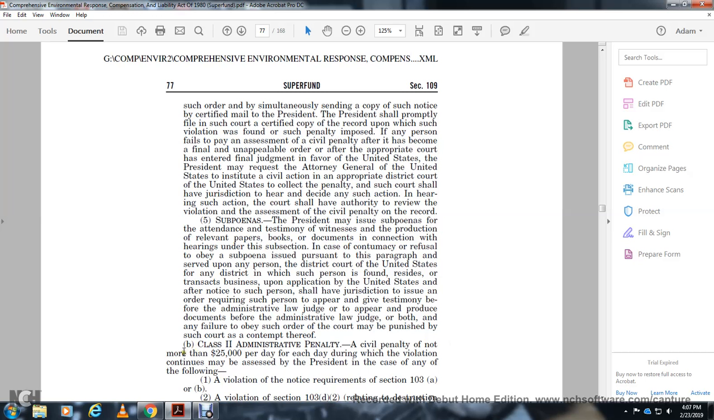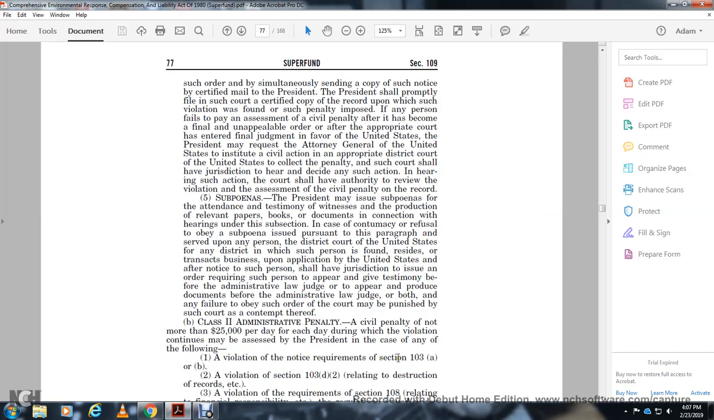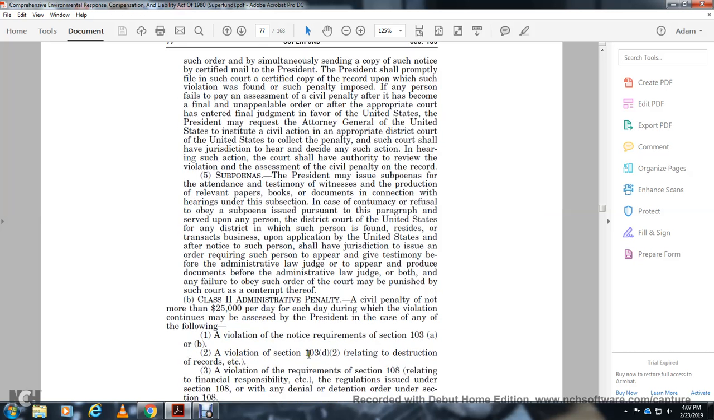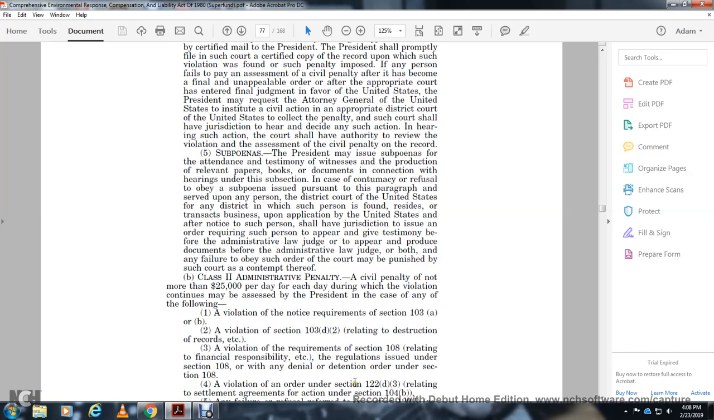A civil penalty of not more than $25,000 per day for each day during which the violation continues may be assessed by the President for the following violations: requirements of Section 103A and B, violation of 103D2 relating to the destruction of records, requirements of Section 108 relating to financial responsibility, etc., with the regulation issued under Section 108 and denial of detention under Section 108.